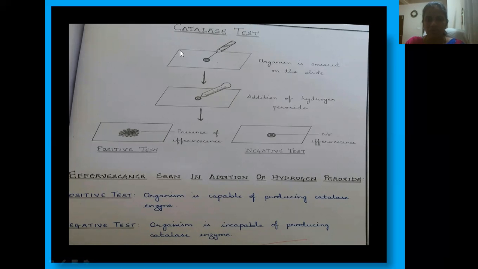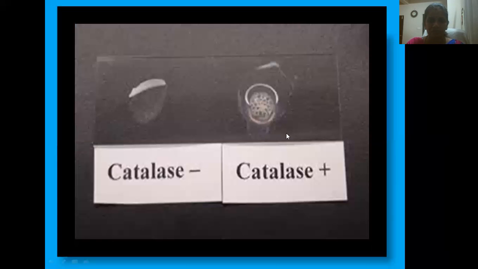Okay, first what we have done here, first we have taken a clean glass slide. To that, the inoculum or organism is smeared on the slide, and to this, addition of hydrogen peroxide, 3% hydrogen peroxide. After the addition of hydrogen peroxide, you can see the effervescence, right, in this particular slide. If effervescence is there, you can mention it's a positive test. If no effervescence, you can mention this as a negative test.